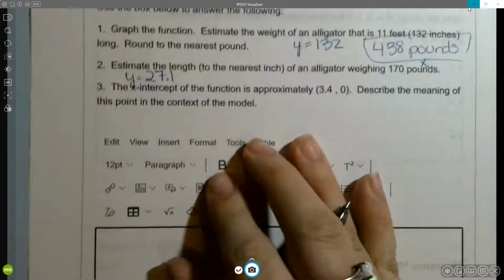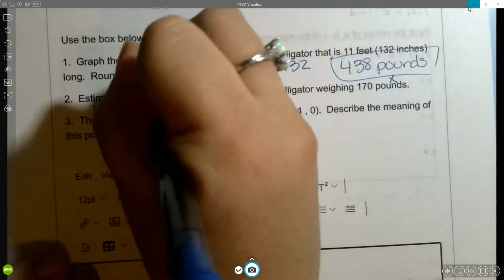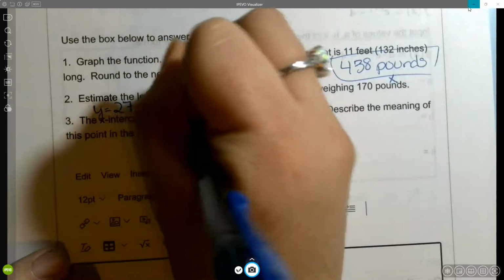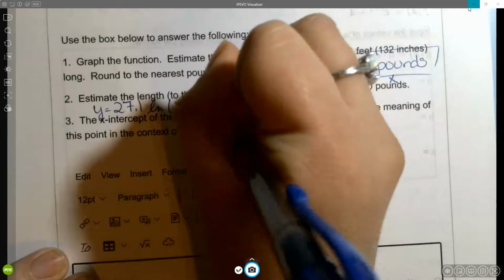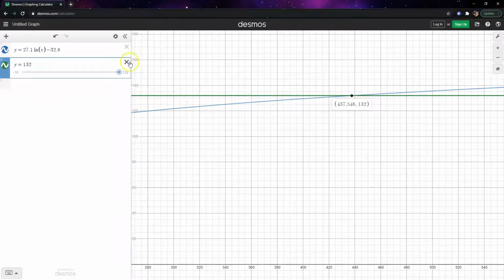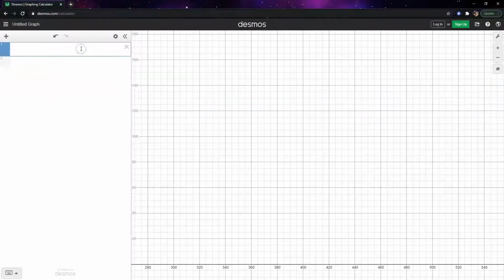If I go ahead and change those letters up there. So then I go ahead, and this time I'm just using Desmos as a calculator. 27.1 ln 170 minus 32.8. This one wants me again to round to the nearest inch, so 106 inches.